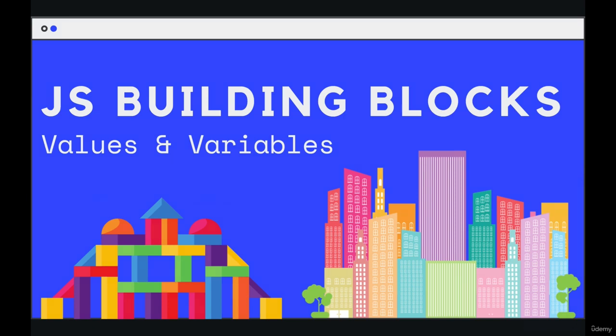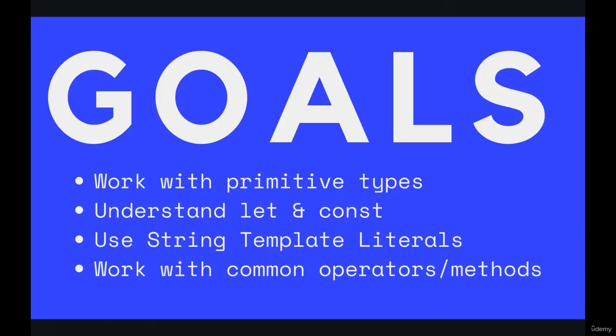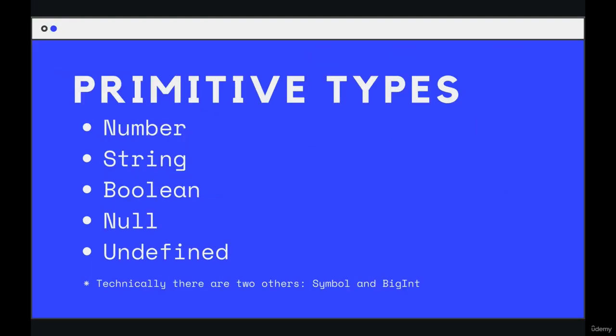Very, very important stuff, but a couple of goals first off. By the end of the section, we want to understand what primitive types are, what the different primitive types are, and we want to be able to work with them. We'll talk about creating variables, two different ways with let and const, two keywords. We'll compare and contrast the two. We'll also talk about something called var, which some of you may be familiar with. We'll create string template literals, and we'll work with common mathematical operations, different string methods, and other useful bits of functionality. But we're going to start by talking about primitive types.